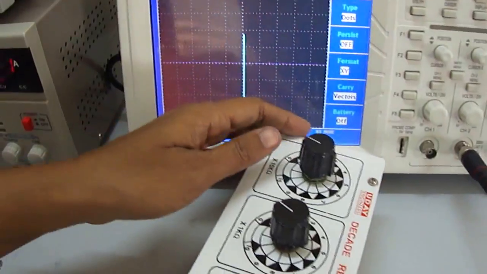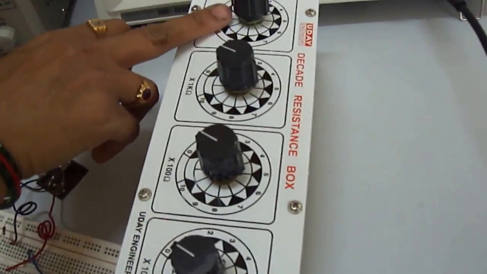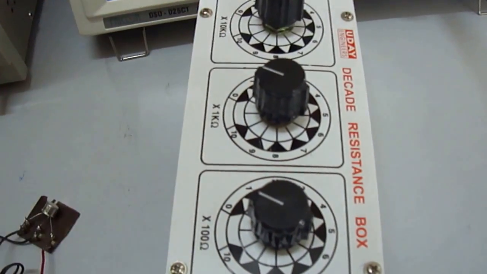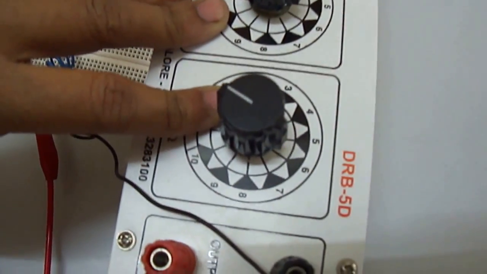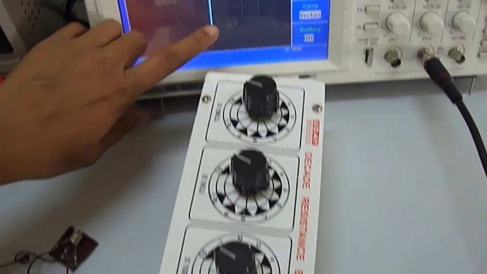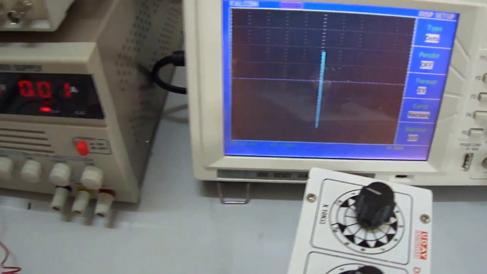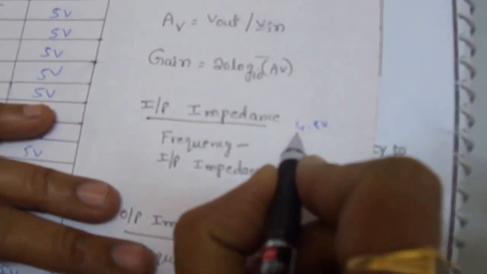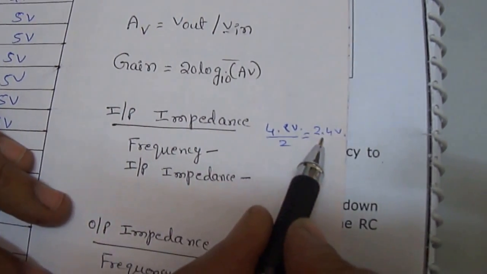For this input impedance, keep all the DRB knobs in 0 position. That means minimum position. Make sure that you keep the DRB knobs in minimum position. So at minimum position we are getting 1, 2, 3, 4, 4.8 volts. Note down 4.8 volts. So this 4.8 divided by 2 is 2.4 volts. Until we get the 2.4 volts, increase the DRB.